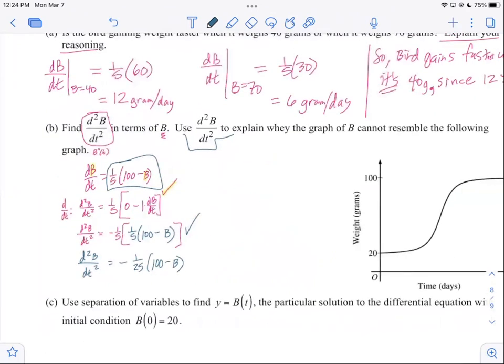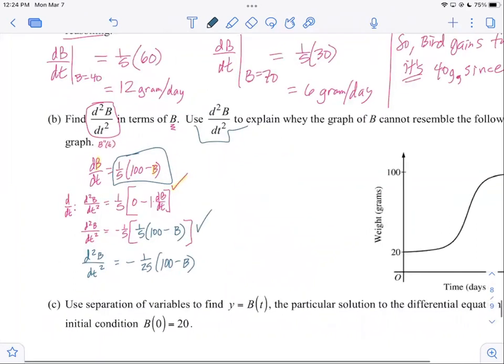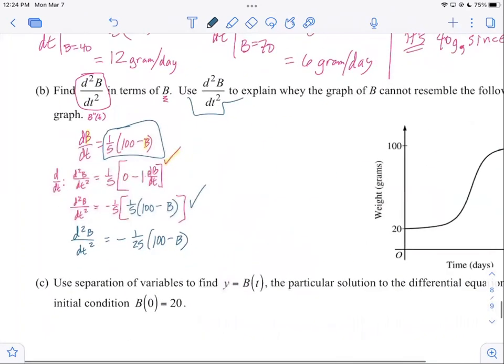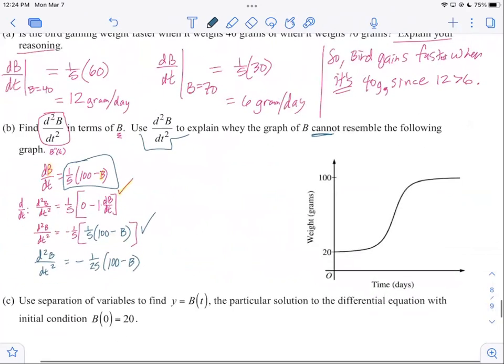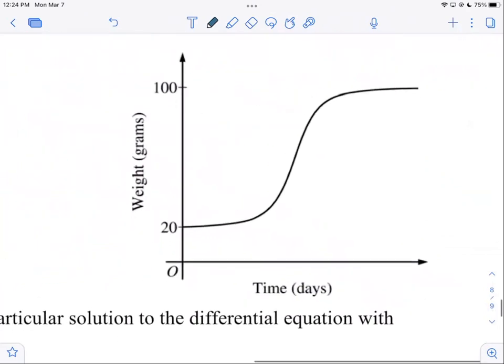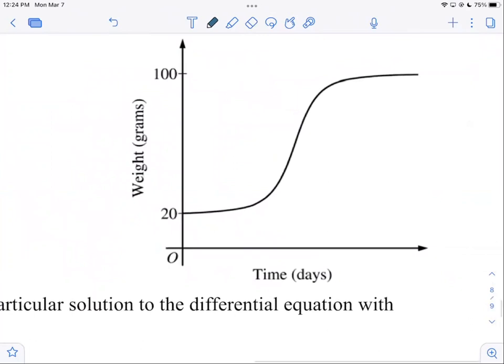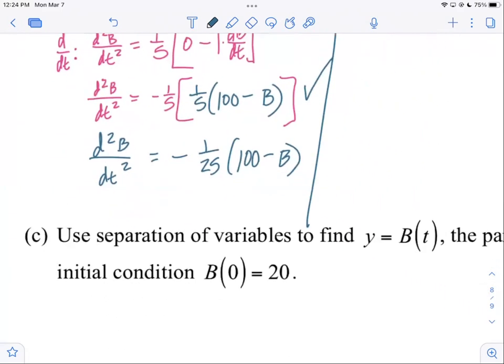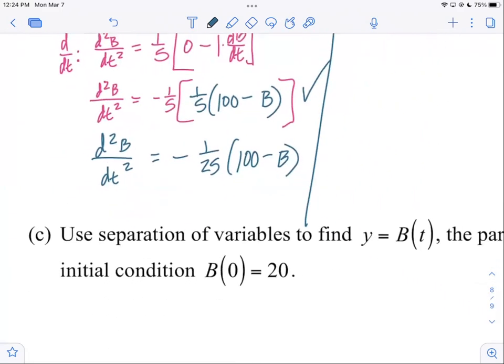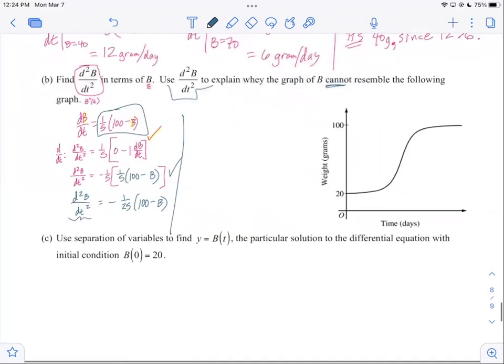Understand what variables are independent variables and what are dependent variables. All right, use it to explain why the graph of B cannot resemble the following graph. Oh, so there's that graph. It looks kind of like a what kind of graph? Logistic. It looks like a logistic. Now it says to use your second derivative to say why it can't resemble this. So yes, thank you. The second derivative gives you what information?